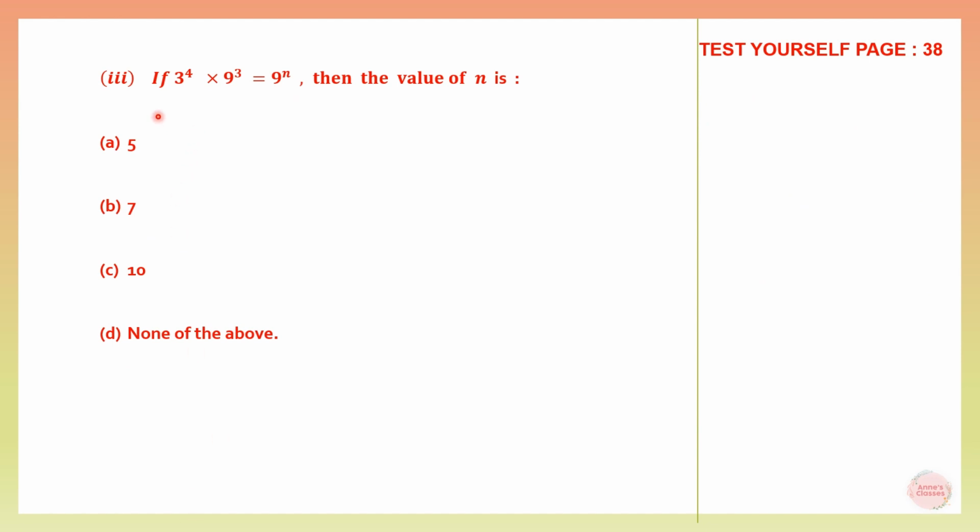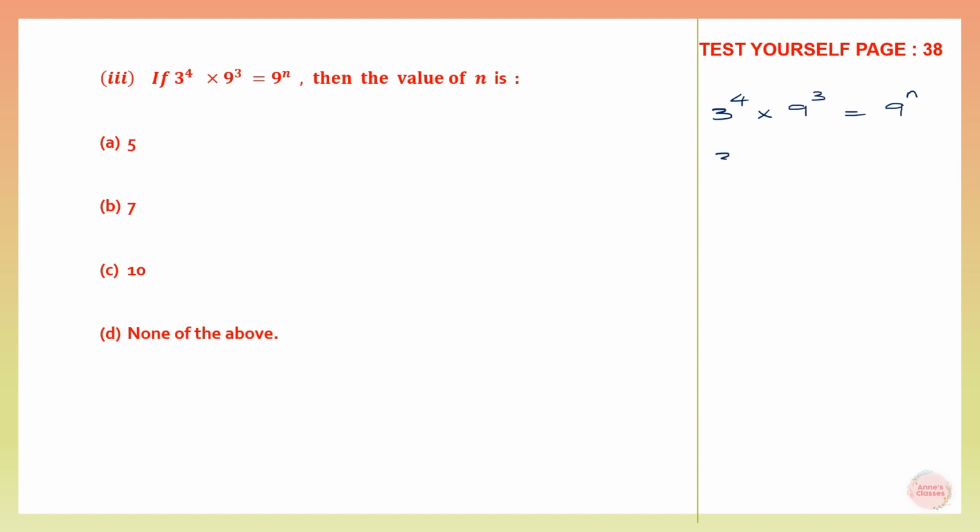Question 3. If 3 raised to the power of 4 into 9 raised to the power of 3 is equal to 9 raised to the power of n, then we have to find the value of this n. So now to find the value of n, let's write down the question. 3 raised to the power of 4 into 9 raised to the power of 3 is equal to 9 raised to the power of n. Now we have learned in the laws of exponents that when the base is the same, we can add up the powers, isn't it? Here the base is not the same. So let's make the base the same here on the left hand side.